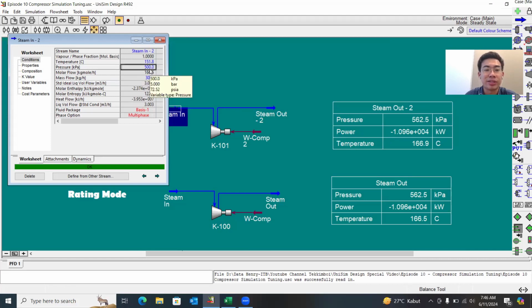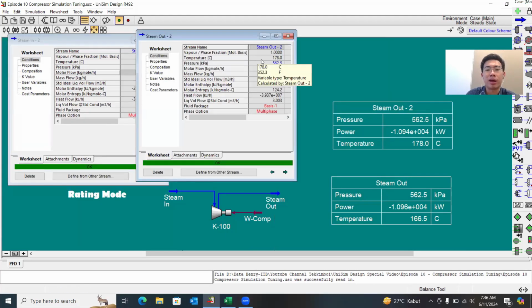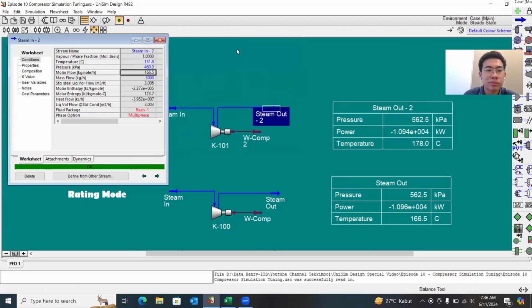The next thing is if I change the pressure, there will be no change in the outlet pressure because we specified the outlet pressure as a specified variable. I lock this variable. So nothing will change, but the power, of course, because the delta P is greater, it will have a larger power. And it also will affect the temperature.